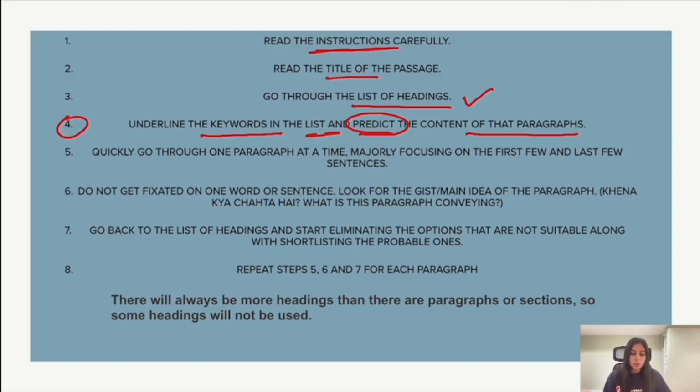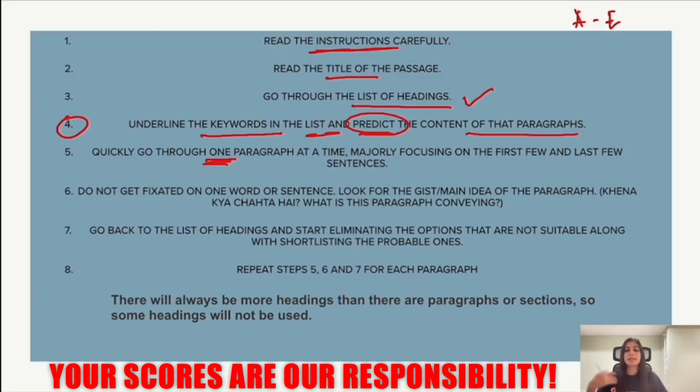Then you have to quickly go through one paragraph at a time. There could be 7 paragraphs, there could be 5 paragraphs. In today's reading passage, there are 5 paragraphs from A till E. You have to go through one at a time. You don't have to go through all 5 of them at once; that again makes no sense. Majorly focus on the first few and last few sentences of the paragraph.